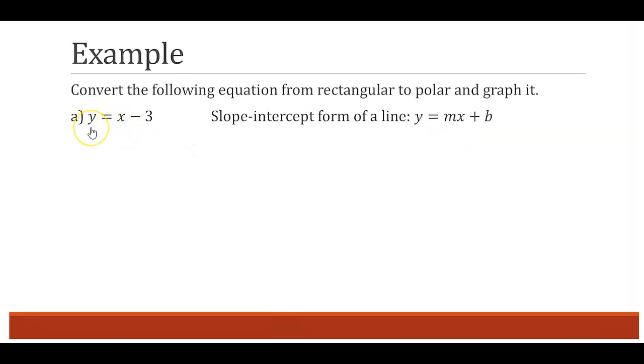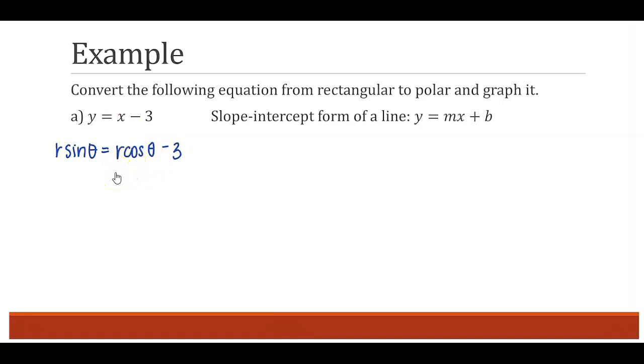To do that, I want all r's and thetas in my equation. So we just said that y was equal to r sine theta. So I'm making the replacement. y is r sine theta, equals x, well, that's r cosine theta, minus 3. So here I have turned my rectangular equation with x's and y's into a polar equation.